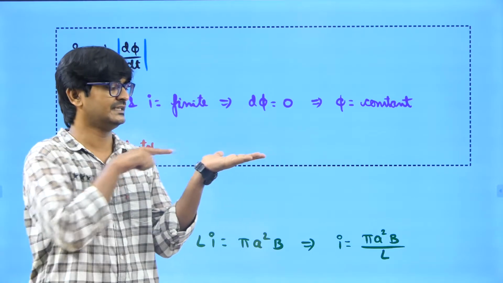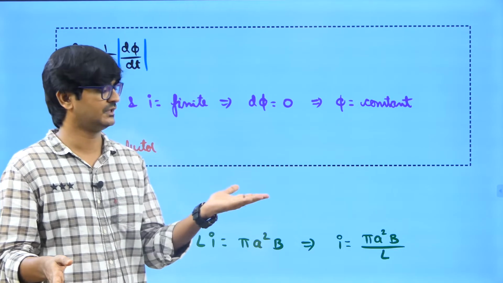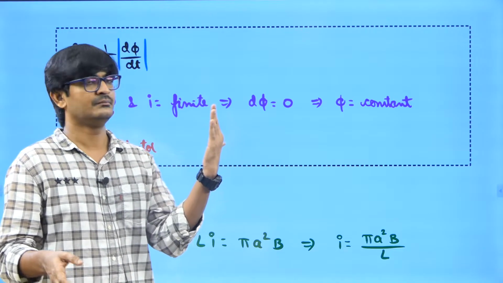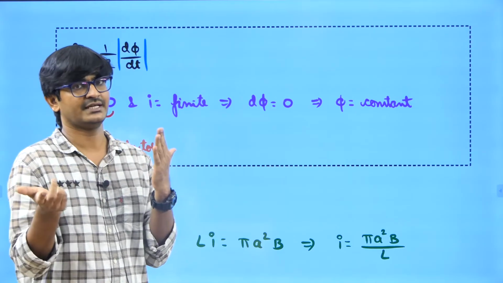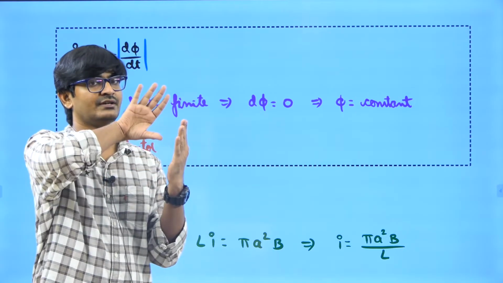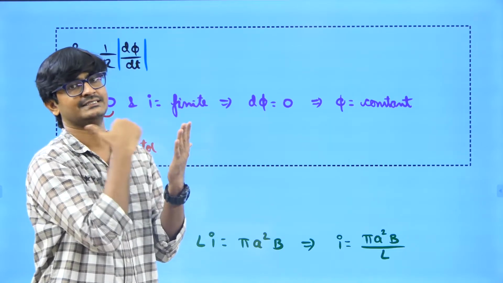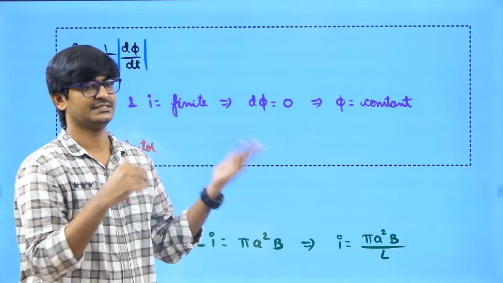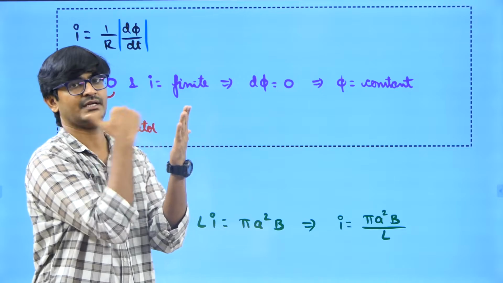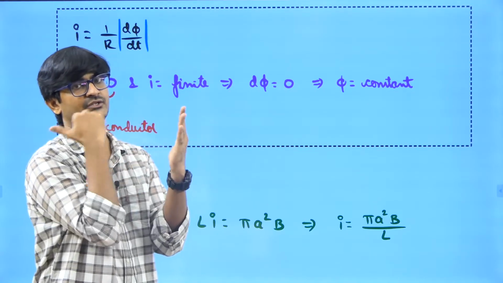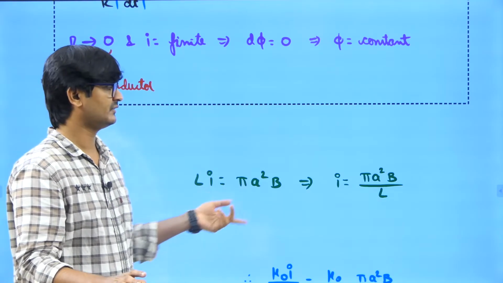How much is the flux initially? Initially flux was 0, so at any moment it has to be 0 only. Finally, because of the external magnetic field, flux is B into πr². Now induced electric field will try to oppose that flux, and it will create exactly the same amount of flux, so that the net is the same as initial, which is 0. So B into πr² must be equal to L into I. From there you can get I.